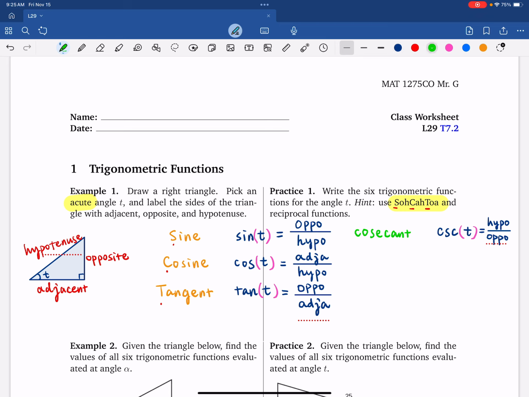Next is the reciprocal of cosine. The reciprocal of cosine is secant. And this time we can use the first three letters, SEC in secant. This name has not been taken, so I'm going to do SEC of t, and of course I'm going to add parentheses. And by the reciprocal of cosine, cosine is adjacent divided by hypotenuse, so secant is hypotenuse divided by adjacent.